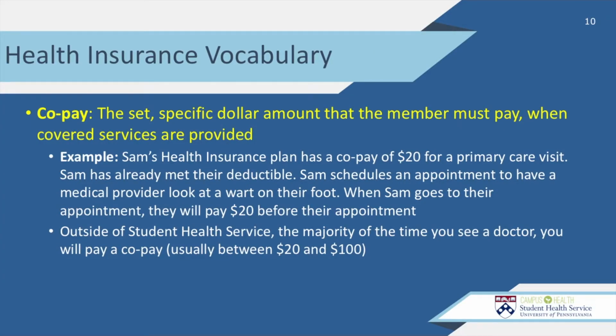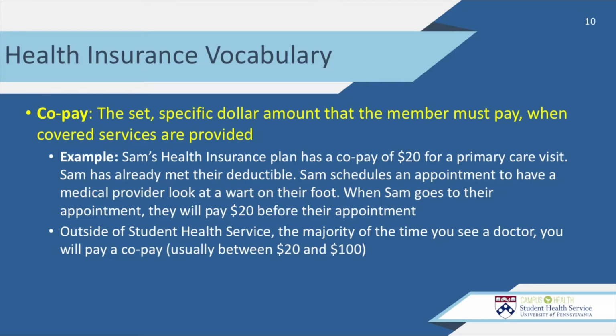A copay is a form of cost sharing. A copay is a dollar amount that the member must pay when covered services are provided. The majority of the time you see a doctor for a non-preventative appointment, you will pay a copay. This copay will depend on your plan. Copays can be as little as a few dollars and up to many hundreds of dollars, depending on your plan and the services you are going to use. Usually, for a non-emergency visit to the doctor's office, copays will range from $20 to $100 per visit.